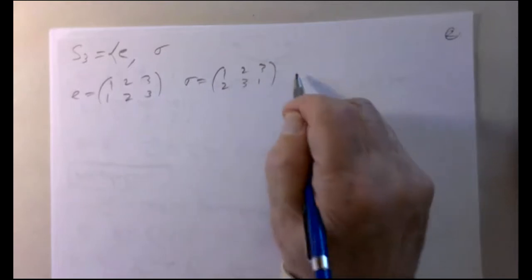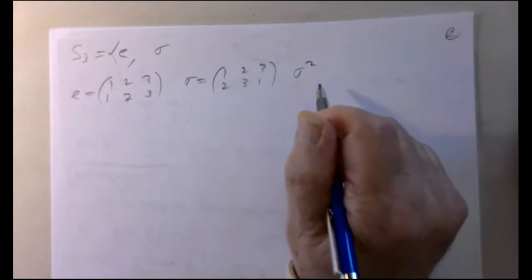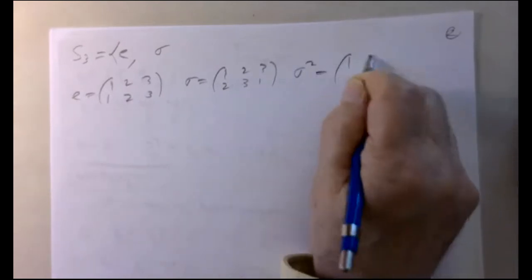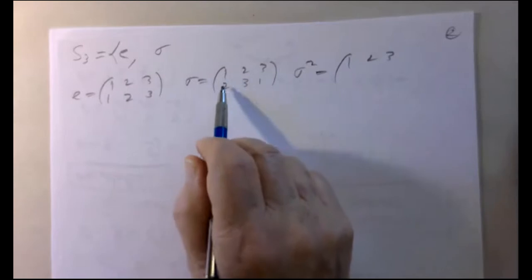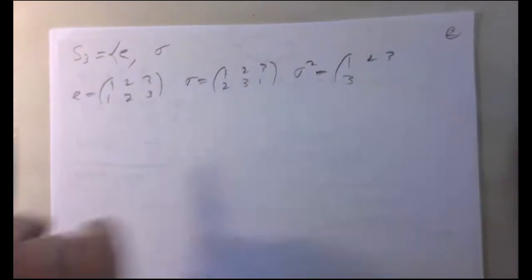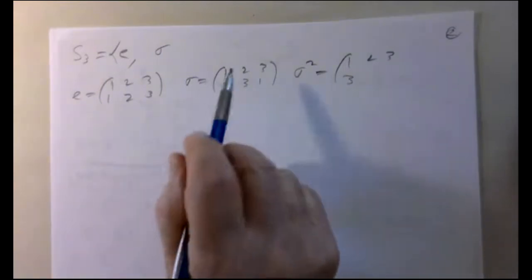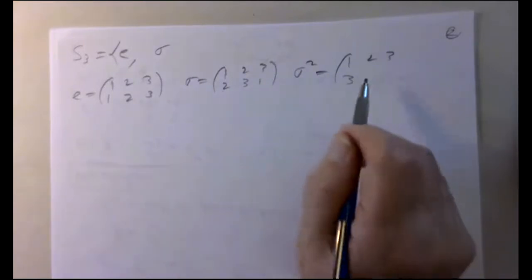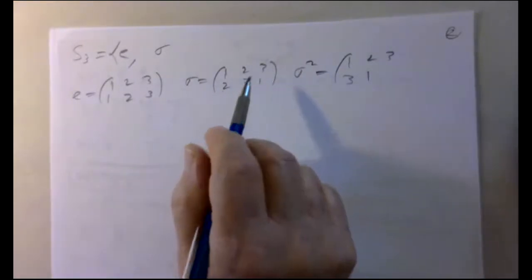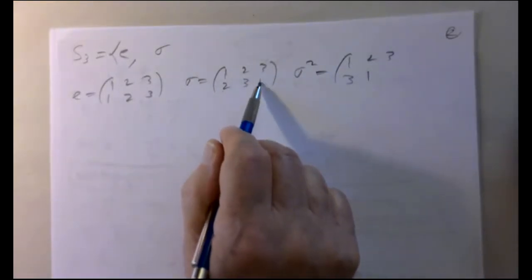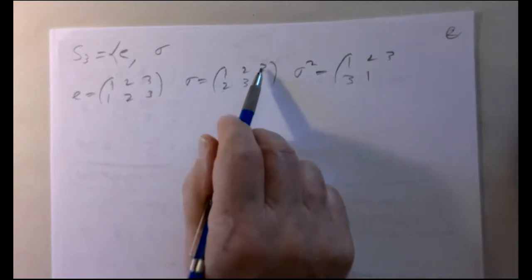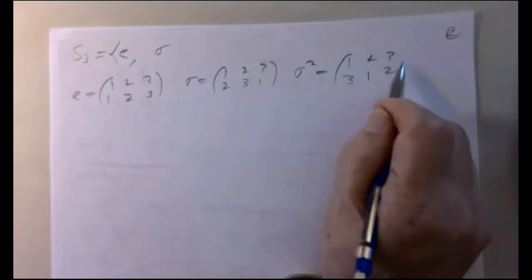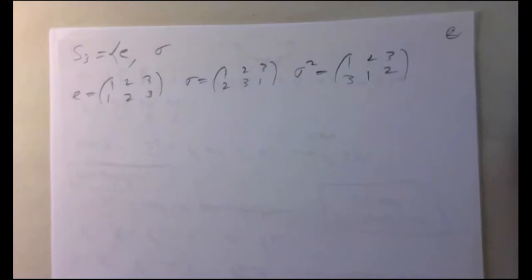If we iterate this, if we look at sigma squared, that means sigma followed by sigma. Sigma sends 1 to 2, and you apply sigma again, 2 goes to 3, so 1 ends up at 3. Sigma sends 2 to 3, and then sigma again sends 3 to 1, so 2 ends up at 1. Sigma sends 3 to 1, and 1 goes to 2, so 3 ends up at 2. So that's sigma squared.